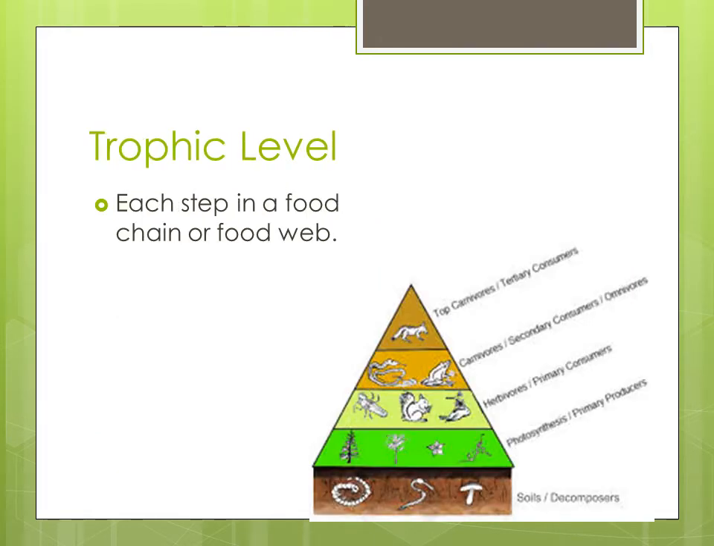So let's look at these trophic levels. Each step in a food chain or food web is a trophic level. On the bottom, we have our decomposers. Those would also be called detritivores. They consume or get energy from already dead material. Every single level above them can recycle back into that bottom level, the decomposers.